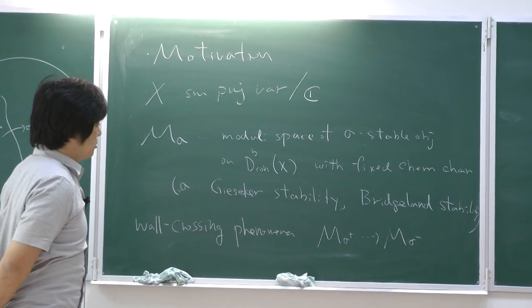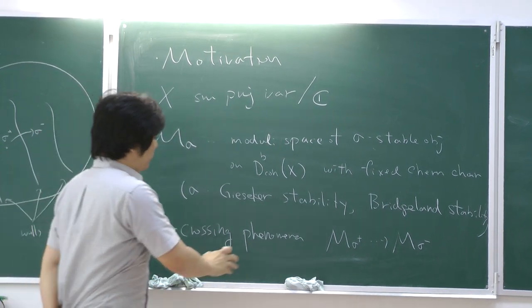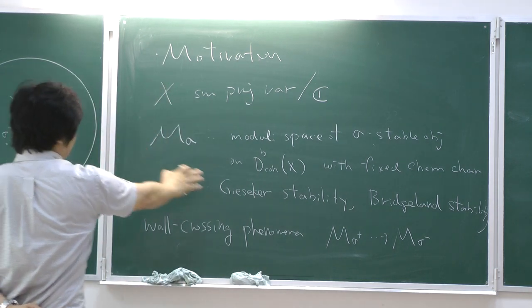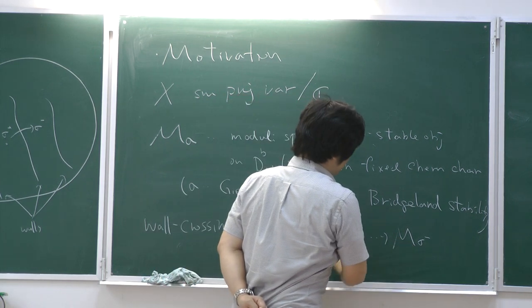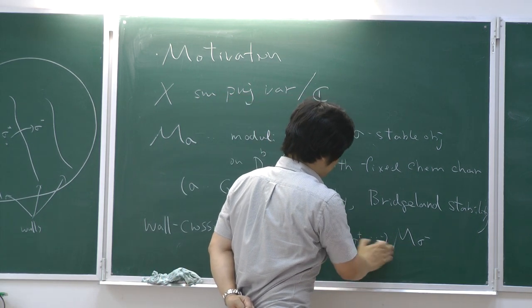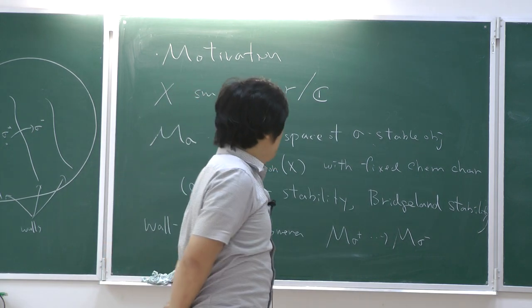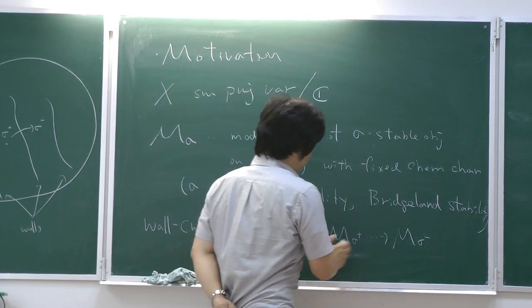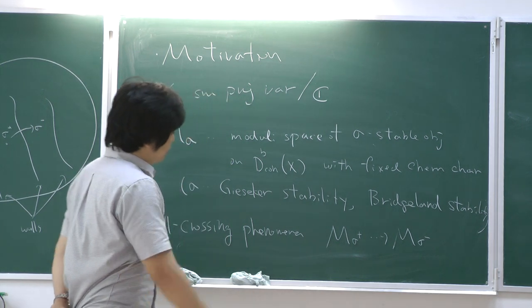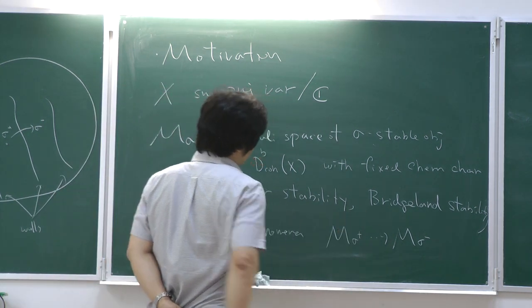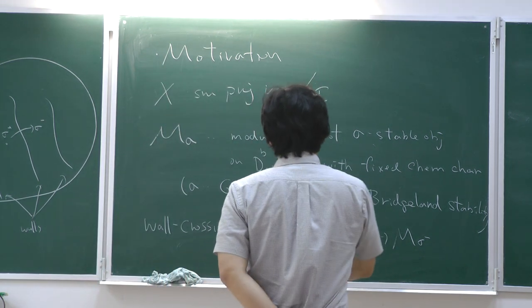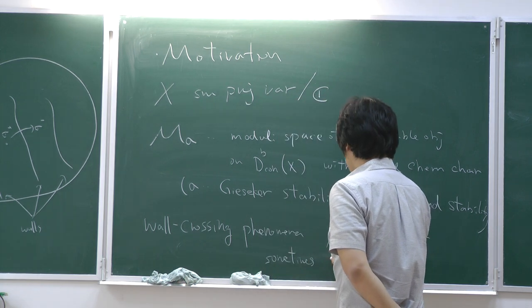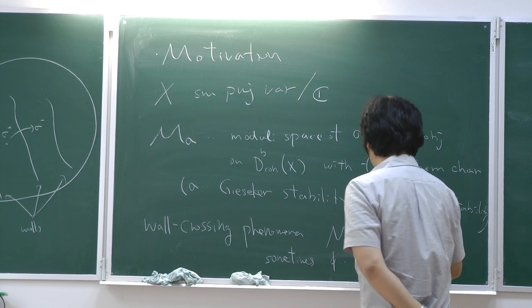In some cases, this wall-crossing phenomenon can be described in a nice way. For example, if you assume that both moduli spaces are smooth varieties, in some cases these become just a birational map. In this case, we can discuss the relationship of these moduli spaces in terms of birational geometry. For example, we can ask whether this is a usual flip or a flop in birational geometry. So sometimes phi is either a flip or a flop.